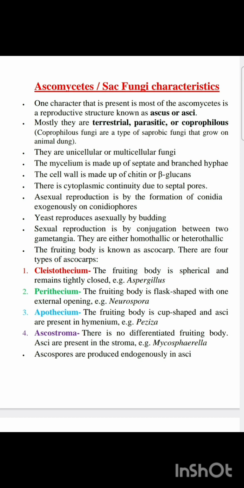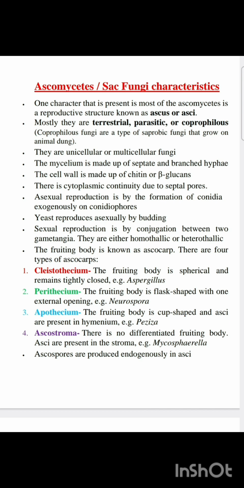Mostly they are terrestrial or parasitic or coprophilous. Coprophilous means the fungi which can grow on animal dung. They are unicellular or multicellular. The mycelium is made up of septate and branched hyphae. Septate means the cells have septa between them, and they have branches.